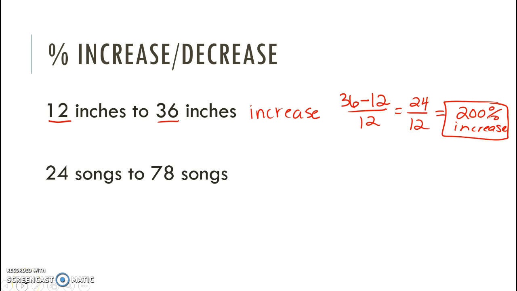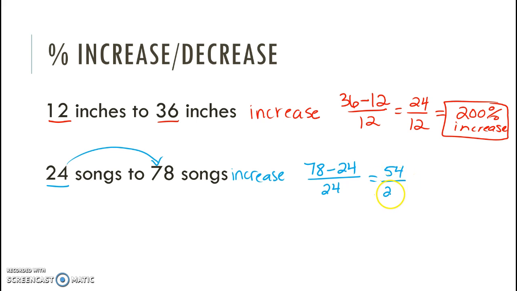Our second question is 24 songs to 78 songs. So again, we start with 24 and we go all the way up to 78. So we know that is also an increase. So we're going to use the same formula, our new number, 78, subtract our original number, which is 24, and again, divide by our original 24. So we're going to take 78 and subtract 24, and we should get 54 over 24.